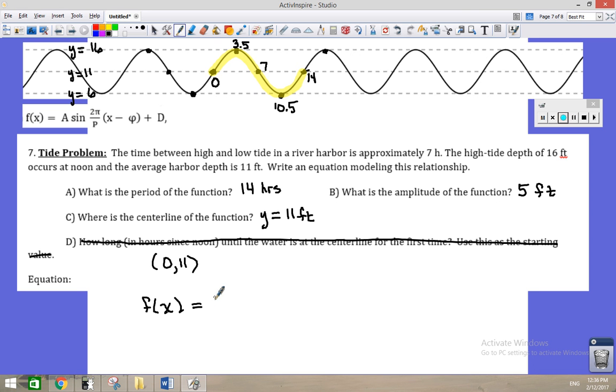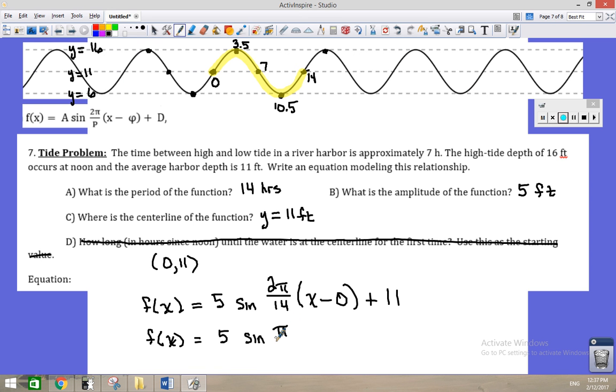Alright, my amplitude is 5. My period is 14. I didn't have any shift left or right the way I picked my point, and my center line is there at 11. So let's reduce the 2 pi over 14 to be pi over 7. x minus 0 is just x. So this is the equation that I would use to describe this.